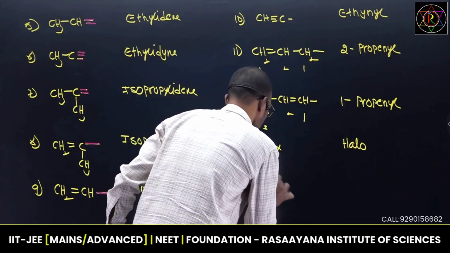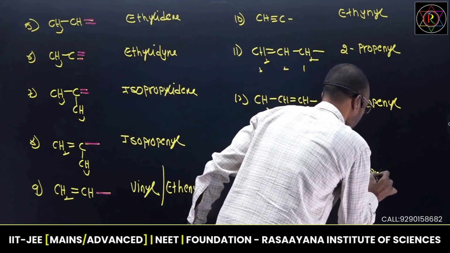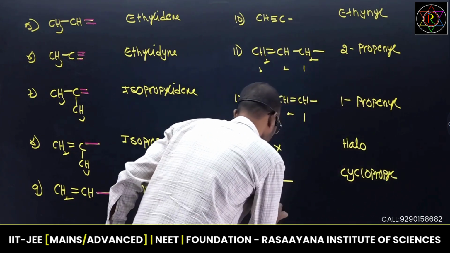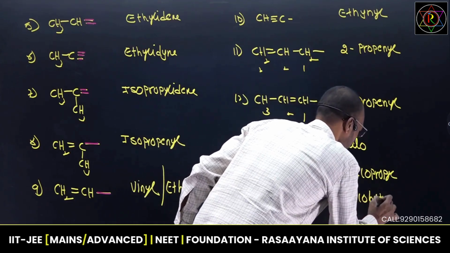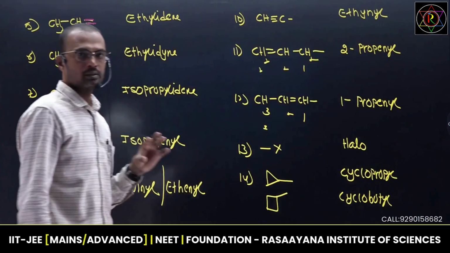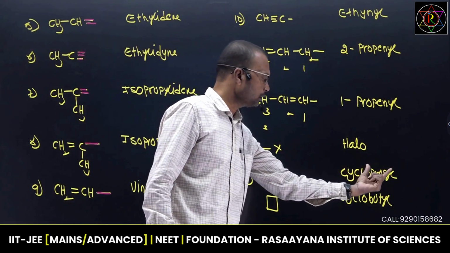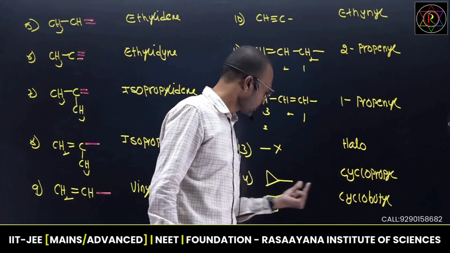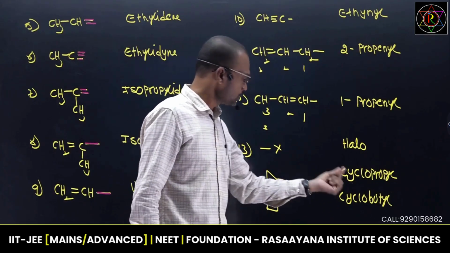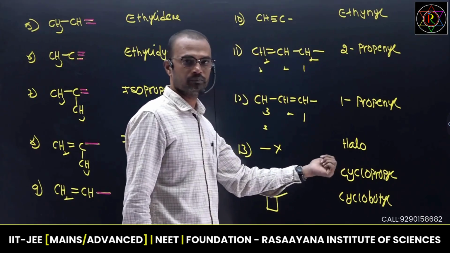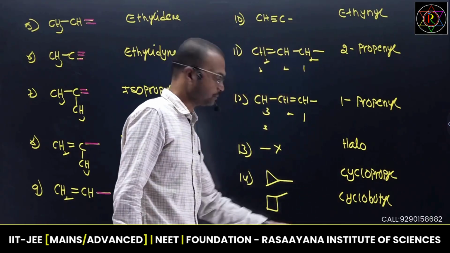Suppose if any rings are present, 3-membered ring is there, cyclopropyl, and if 4-membered ring is there, cyclobutyl, and you can also write 5-membered, cyclopentyl, cyclohexyl, etc. You can use this cyclo word with the corresponding number of carbons over here. Cyclo indicates that ring, propyl indicates that 3-carbon ring. So the 3-carbon ring attaches to parent chain. That is the meaning. So you can use even 5-membered, 6-membered, etc.